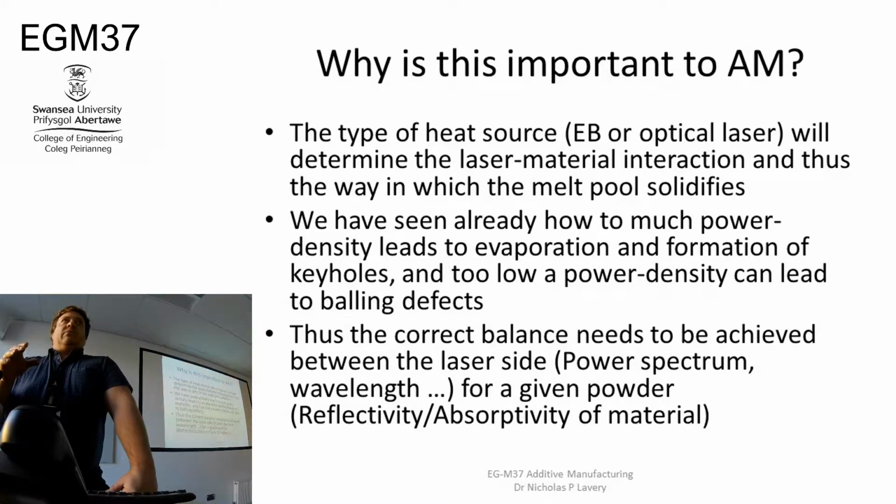You've seen through some of the process maps that we looked at last time that there were essentially a couple of different areas on your process map that you wanted to avoid, and one of them was overpowering the melt pool and forming keyholes. So with the keyholes, you're evaporating material which needs to be carried away, and you're also potentially adding porosity into your parts.